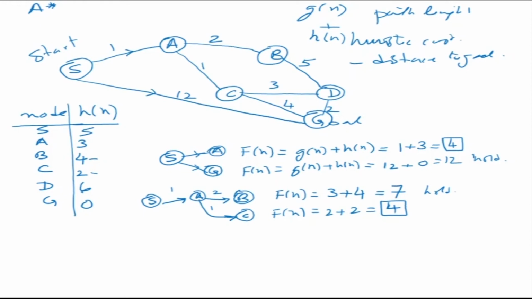Which basically means that I'm going from S to A to C. Now, I have gone from S to A. From A, I have gone to C, and from C, I can go to D, or I can go to G.